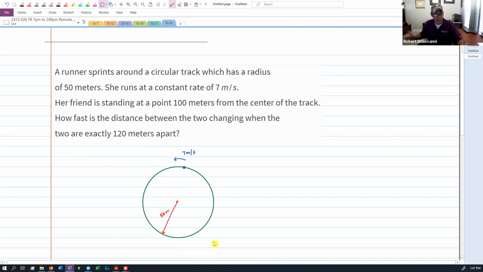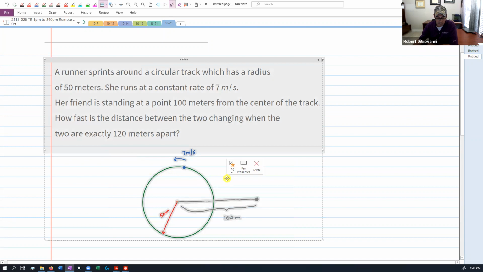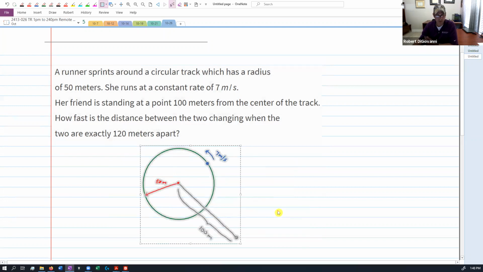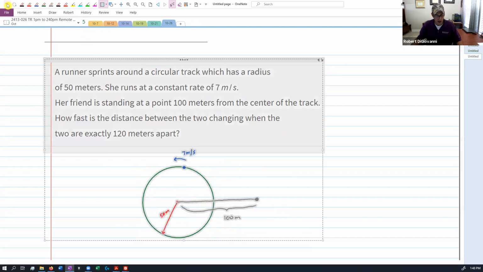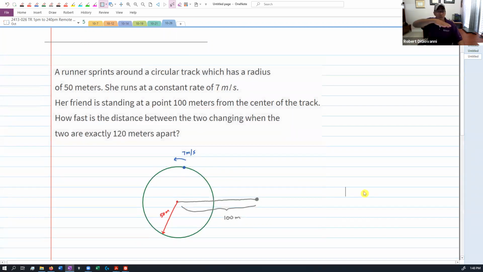So just to be convenient here, I think I'm going to go out to the right. There's 50 meters, and then go another 50. Right there, there's her friend. That's 100 meters. So y'all understand that I can rotate this. It's the same picture, right? It doesn't matter where her friend is. I'm just doing it horizontally for convenience.